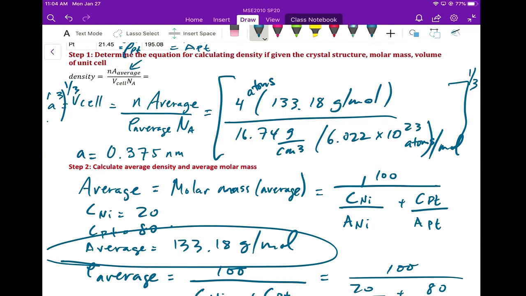Remember, you also need to convert from centimeters to what's more commonly reported for lattice parameters, which is nanometers and angstroms, okay? So I'm going to leave that exercise to you to do that unit conversion. But that should be it, okay? Any questions so far?